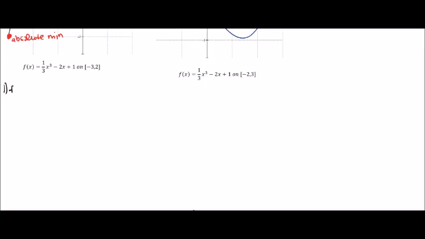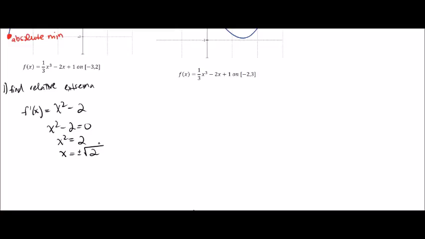So step one would be to find the relative, not just minimums, the relative extrema. In order to do that, I have to take the derivative, f prime of x, which is going to be 1/3, so just x squared minus 2. We set that equal to 0. So x squared minus 2 equals 0, so x squared is equal to 2, which means the relative extrema are going to occur at plus and minus the square root of 2.